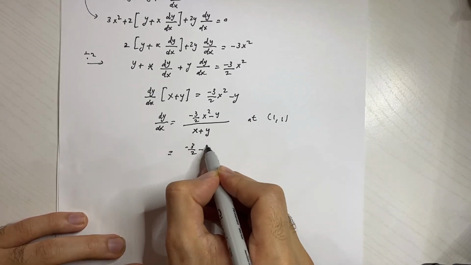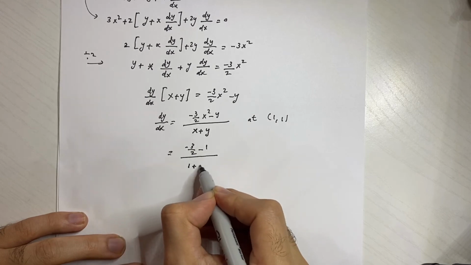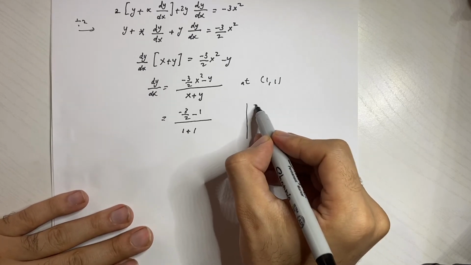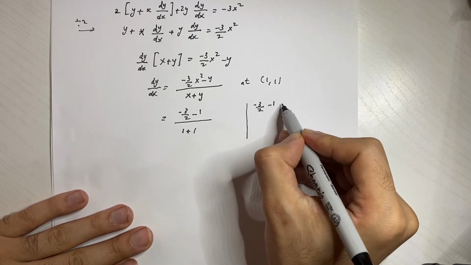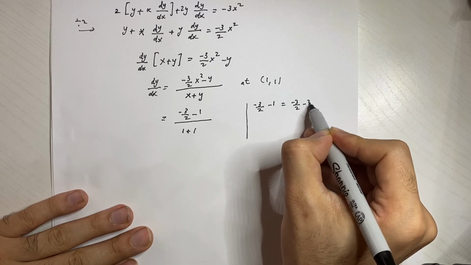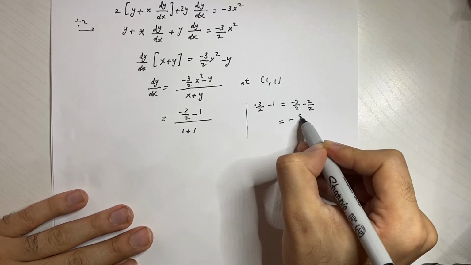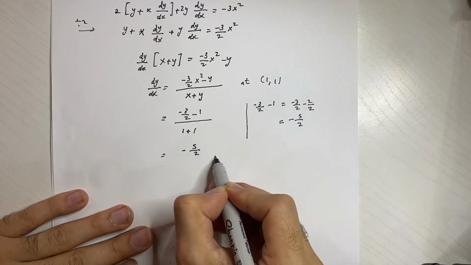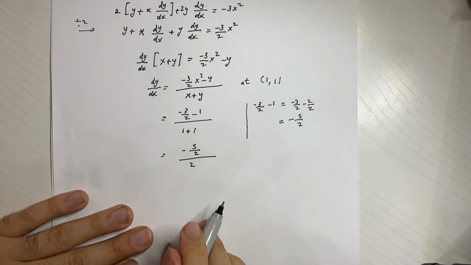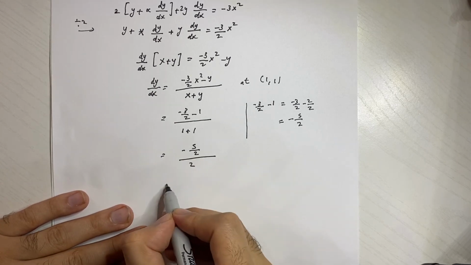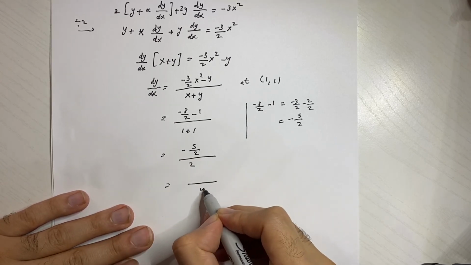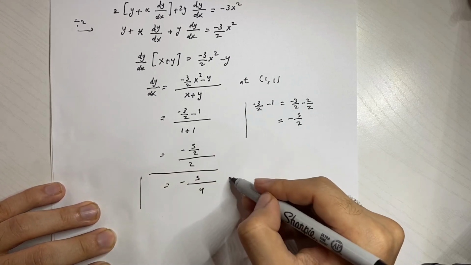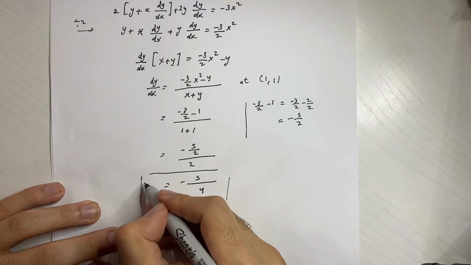Now we want to evaluate that at the given point, which is (1, 1). So I'm going to plug x equal to 1 and y equal to 1 into this derivative. Minus 3 over 2 minus 1 is minus 3 over 2 minus 2 over 2, which is minus 5 over 2. So the top is minus 5 over 2, and then all over 2. Here the 2 and 2 are multiplied, so it's going to be minus 5 over 4. This is the evaluated derivative at that point.